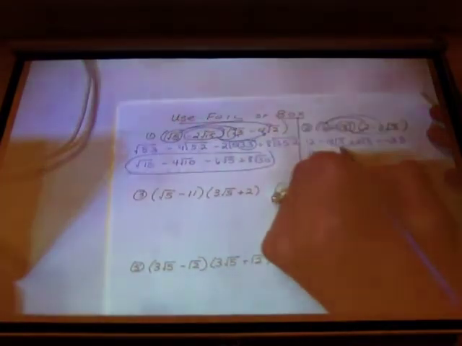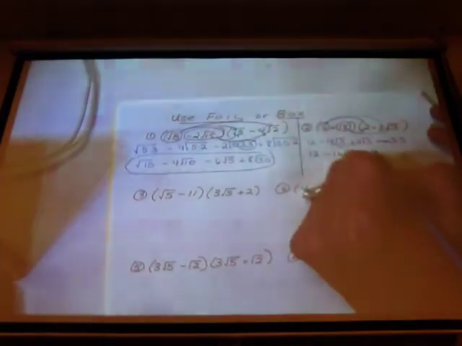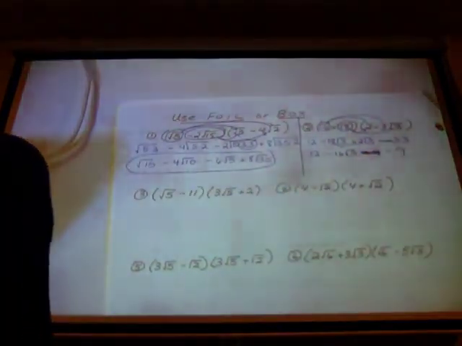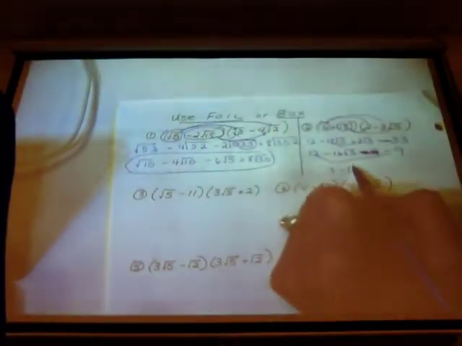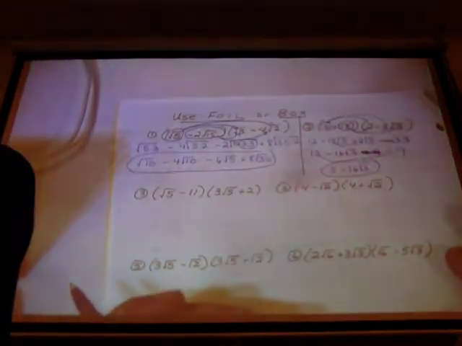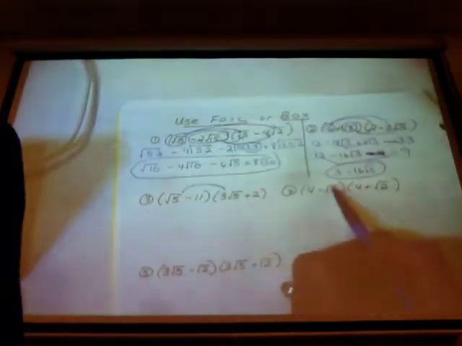I have 12. I can combine these two to a minus 16 radical 3, and this becomes a positive, I don't know, a negative 9. I don't know why I have a negative there, or a positive. And now I can combine these two. You get 3 minus 16 radical 3. Okay, I want you guys to try number 3, and I want you to try number 4.